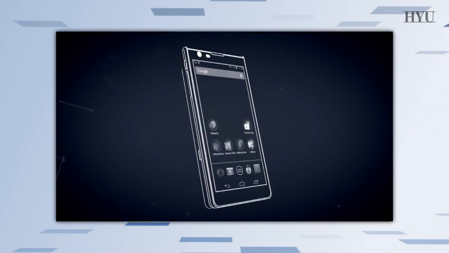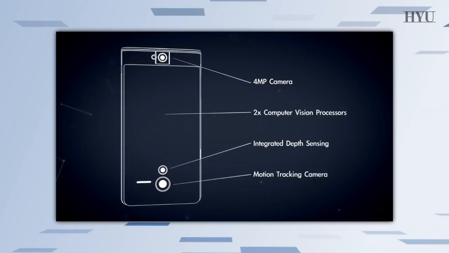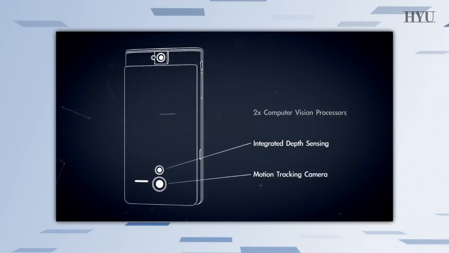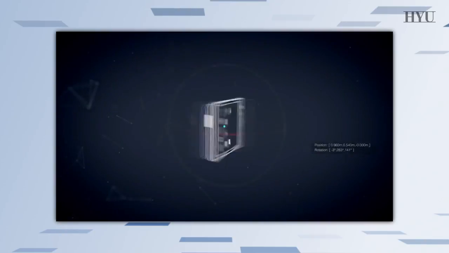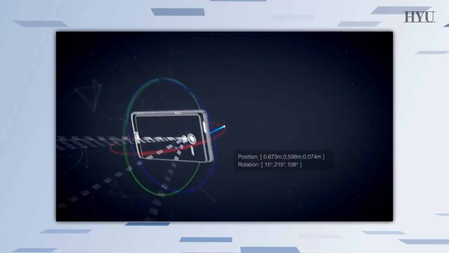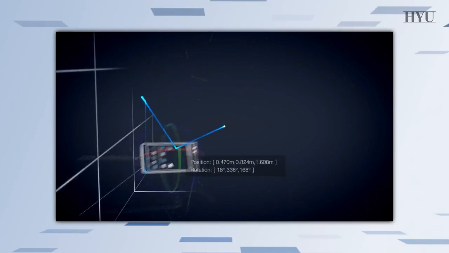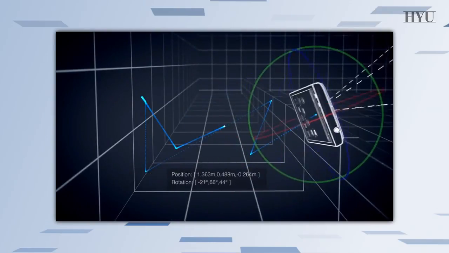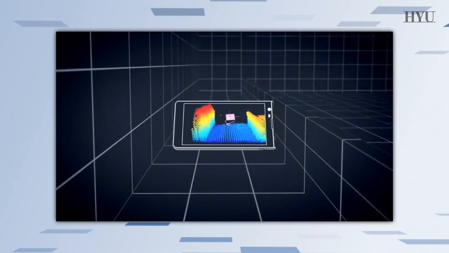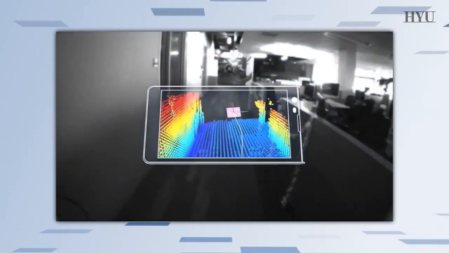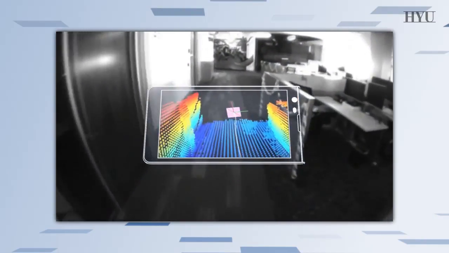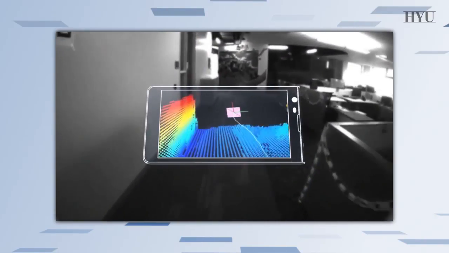We have created a prototype phone containing highly customized hardware and software designed to allow the phone to track its motion in full 3D in real time as you hold it. These sensors make over 250,000 3D measurements every single second, updating the position and rotation of the phone, fusing this information into a single 3D model of the environment.